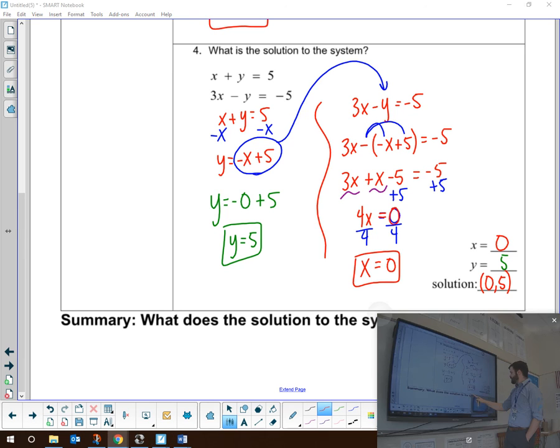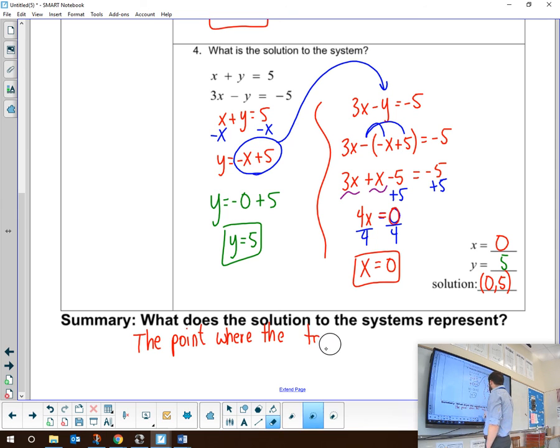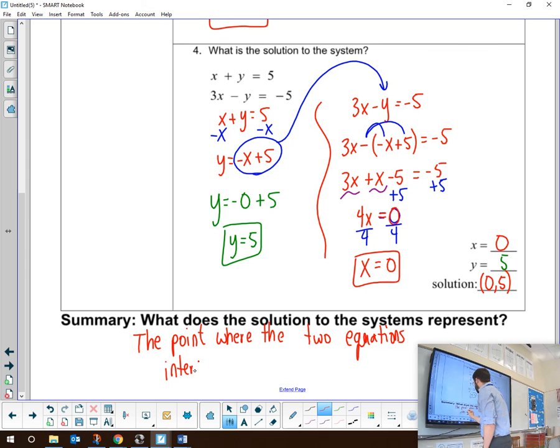Okay, our last question here, my summary. My summary says, what does the solution to the systems represent? Well, remember, that's where my lines intersect, and that solution is the point at which those two intersect. So that's what I'm going to write. I'm going to say the point where the two equations intersect.